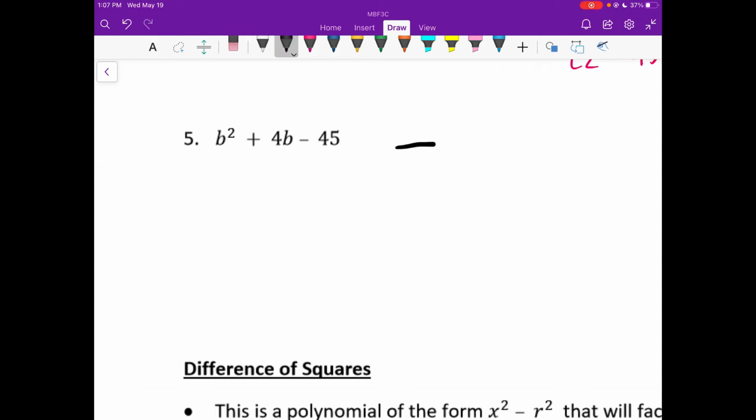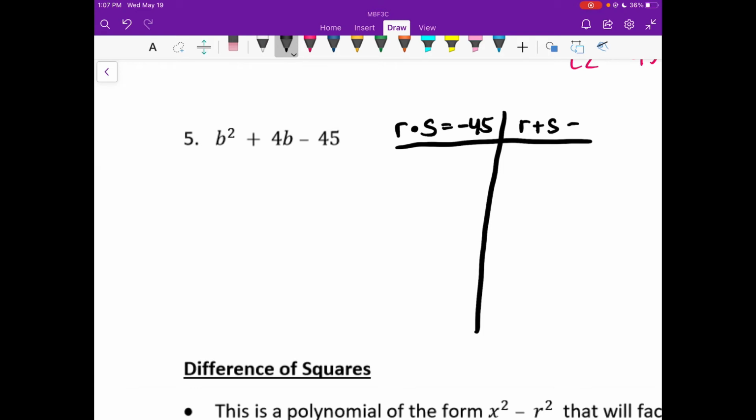Okay, even here, we're going to do the same thing. We're going to make up our chart, right? If you want to do what I do with the 3 different lines, you can do that as well, but I like to make a chart. So I know that r times s is going to give me -45, and r plus s is going to give me 4. So let's figure out our factors of 45. If you look at this and right off the bat you see 1 and 45 is not going to give me 4, I'm not even going to try.